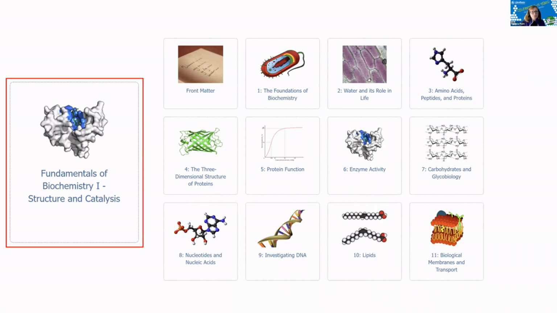Just for a little more breakdown, the first volume focuses on the structure and function of the major macromolecules with a special emphasis on proteins and enzyme function. But you can also see we've got carbohydrates, lipids, and DNA structures in this section as well.